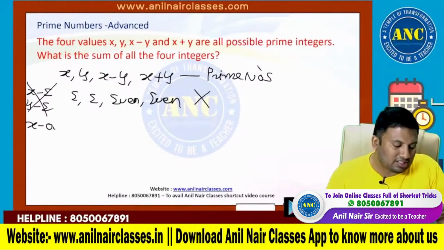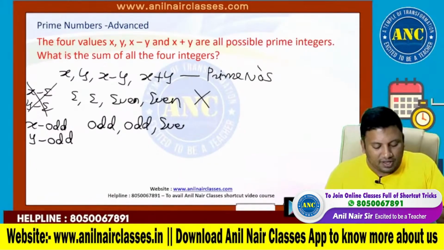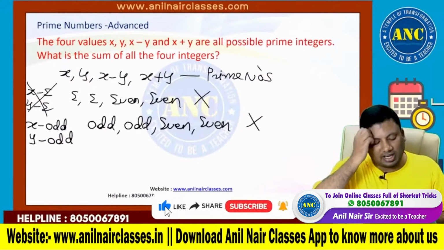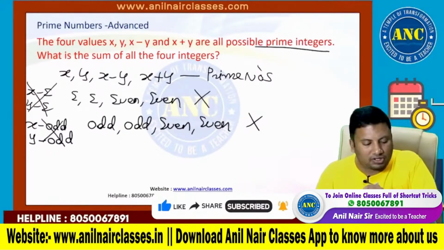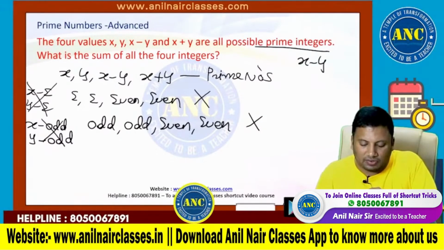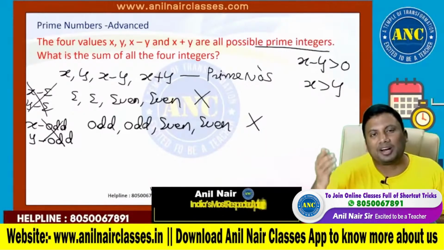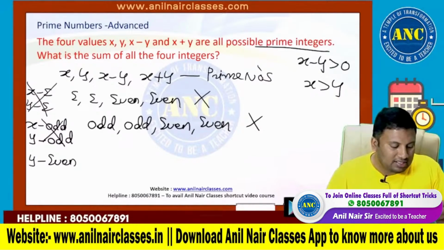If I take both as odd, x is odd and y is odd, then x minus y is odd minus odd, even, and x plus y is odd plus odd, even. There cannot be two different prime numbers which are even, so the second case is not possible. Since x minus y is a prime, it is greater than 0, so x is greater than y. x cannot be even, as 2 is the lowest even number. That means the only case is y is even and x is odd.